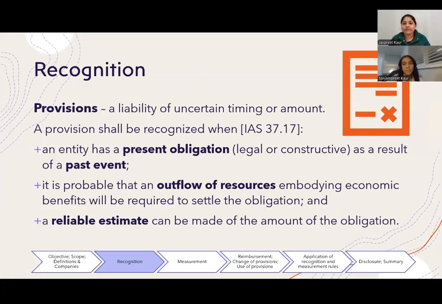Thank you, Ishmeen, for starting us off. Now I'm going to cover the recognition part of IAS 37. As we know, a provision is a liability of uncertain timing or amount. So, for us to recognize a provision, there have to be three conditions, all of which have to be met. The first one being there has to be a present obligation as a result of a past event. The second one being there should be a probable outflow of resources, and the last one being a reliable estimate can be made of the amount of the obligation.